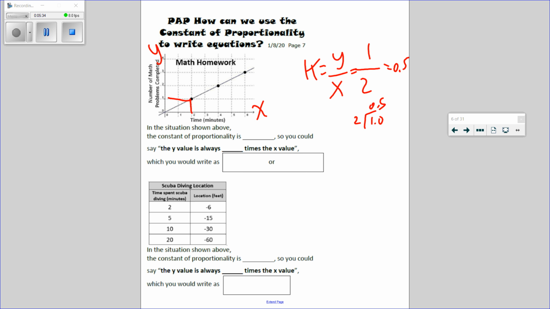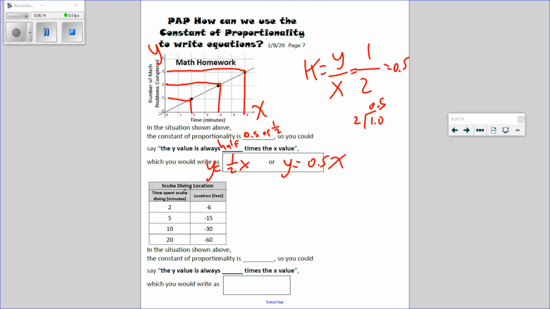But what does that mean? Explain that in meaning. That means the person could do half of a problem every minute. So constant proportionality, or K, equals 0.5 or half. So you could say that the y value is always half times the x value. Is that true? 2 is half of 4. 3 is half of 6. It is true. Or you could write it as the following equation: y equals half of x, or y equals 0.5x.